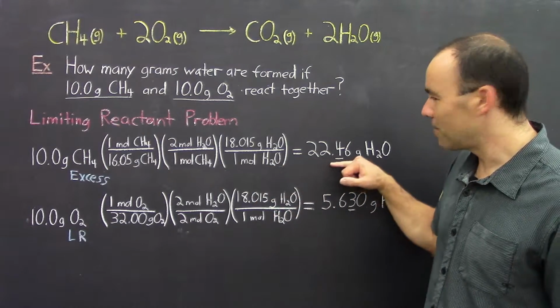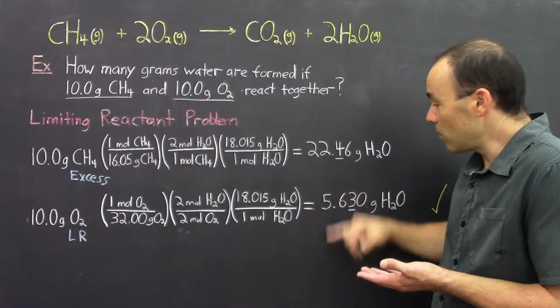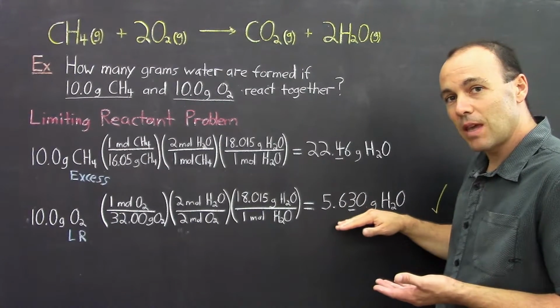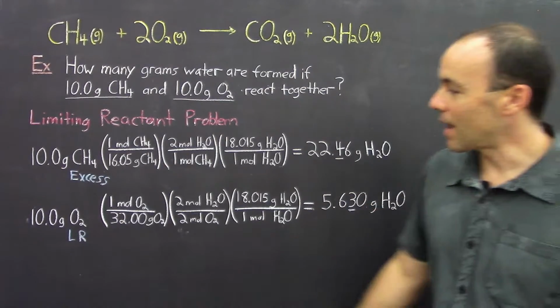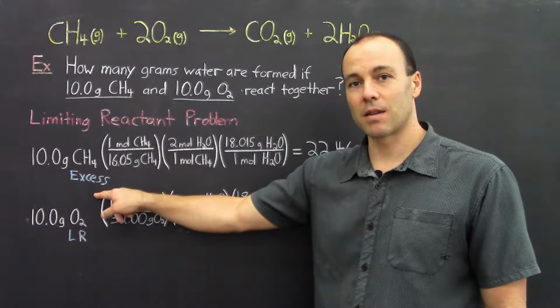So you know that you're not going to get that much water because all of your oxygen would only give you this much. So this has to be the answer. So it turns out that oxygen is a limiting reactant and methane is an excess.